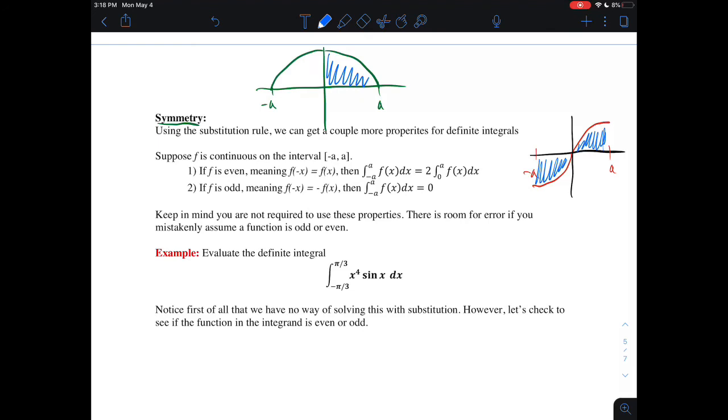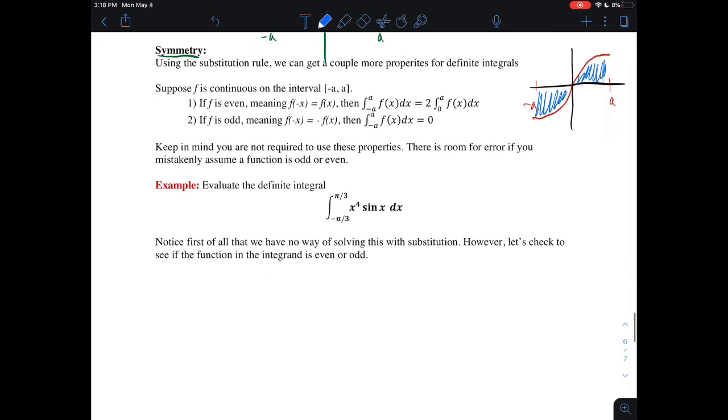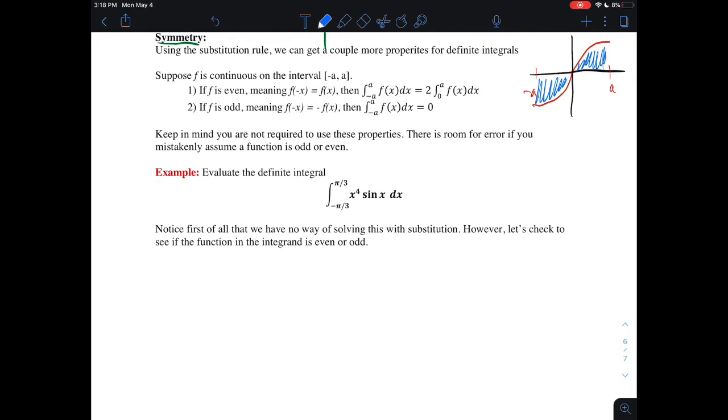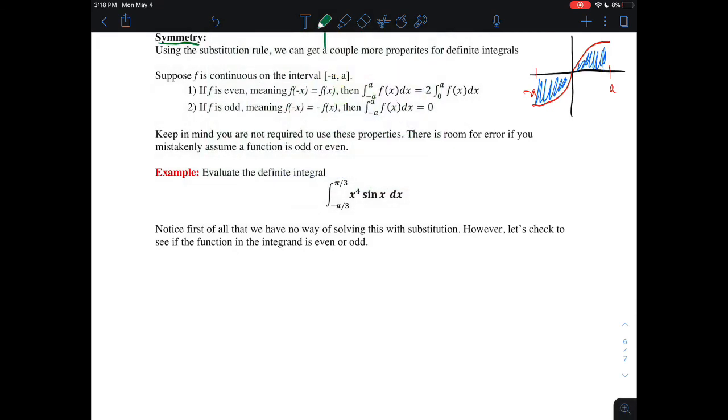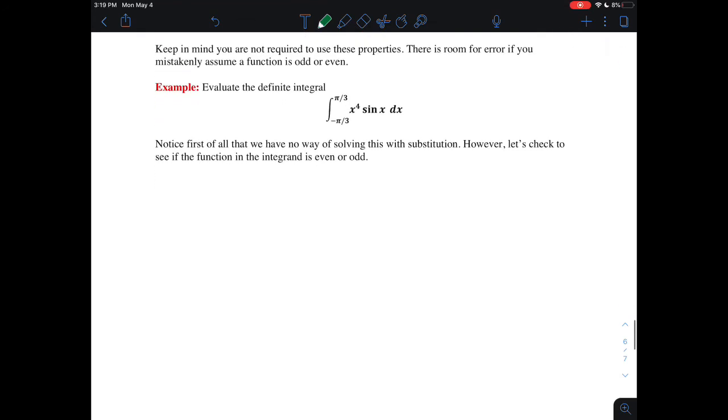So this is useful for other integrals where we can't actually solve them with methods that we've learned, but it does require that you memorize these properties. So if you do have methods where you can solve an integral, maybe try not to be tempted by these because you might actually use them improperly. So there's room for error if you mistakenly assume that a function is odd or even. But let's see how it actually works with this last example.